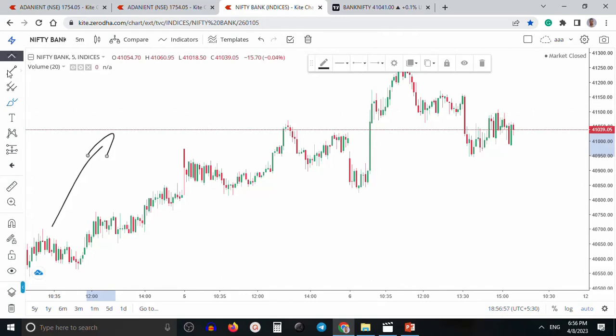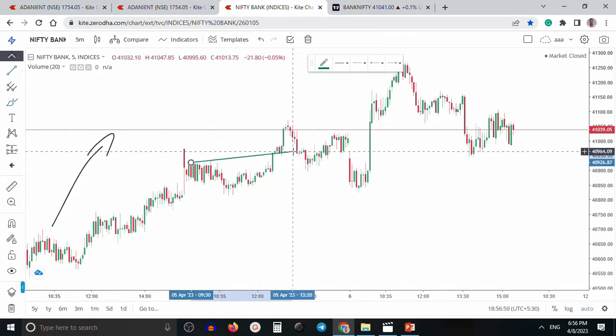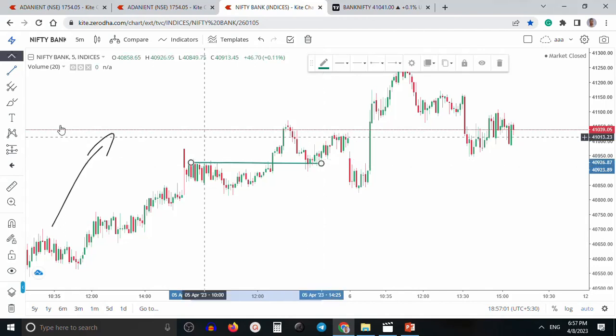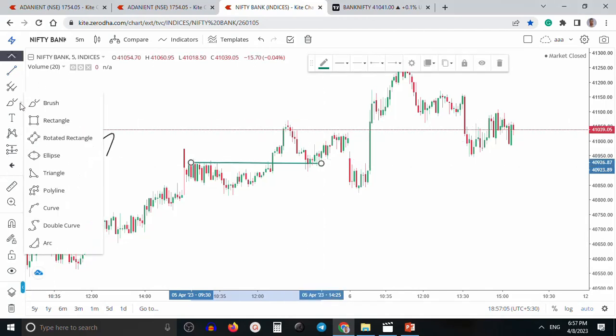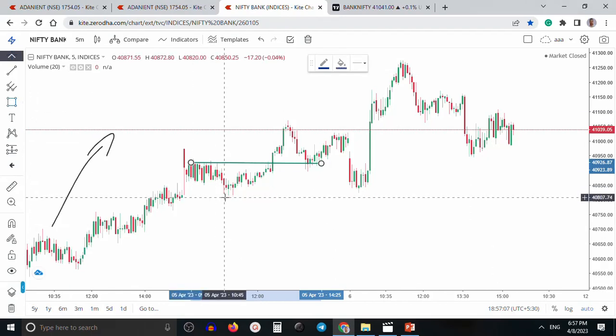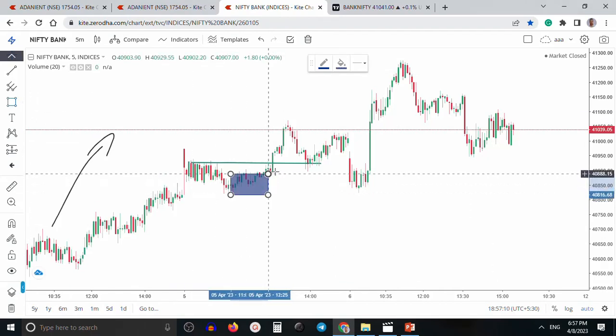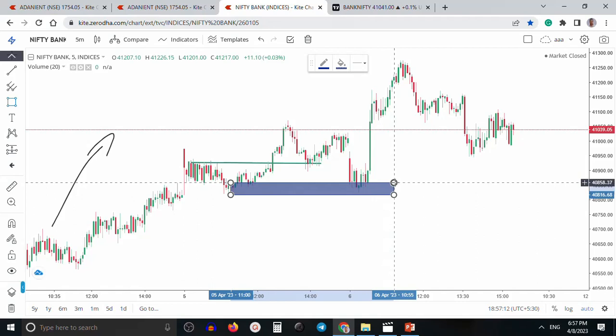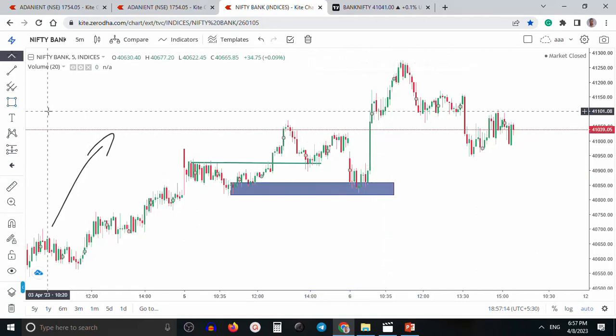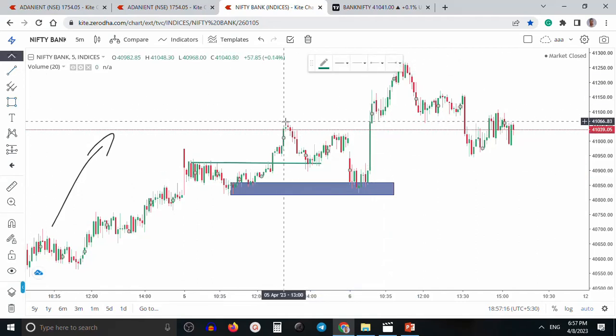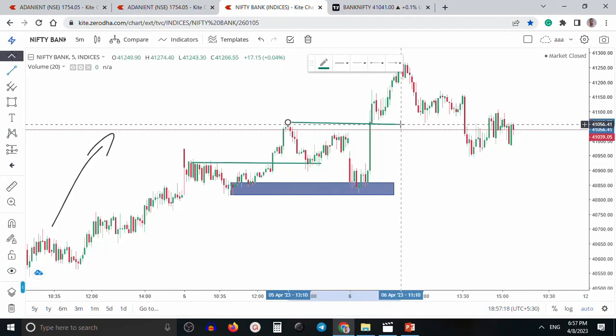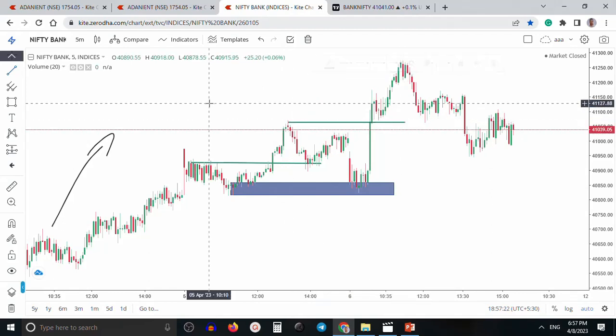But here, this is called support and resistance. And another, this is called demand and supply. So it's called demand zone. When prices are running in an uptrend, this is called demand. When prices are running in a downtrend, we are looking for short near the supply zone. So this is called breakout of the structure.